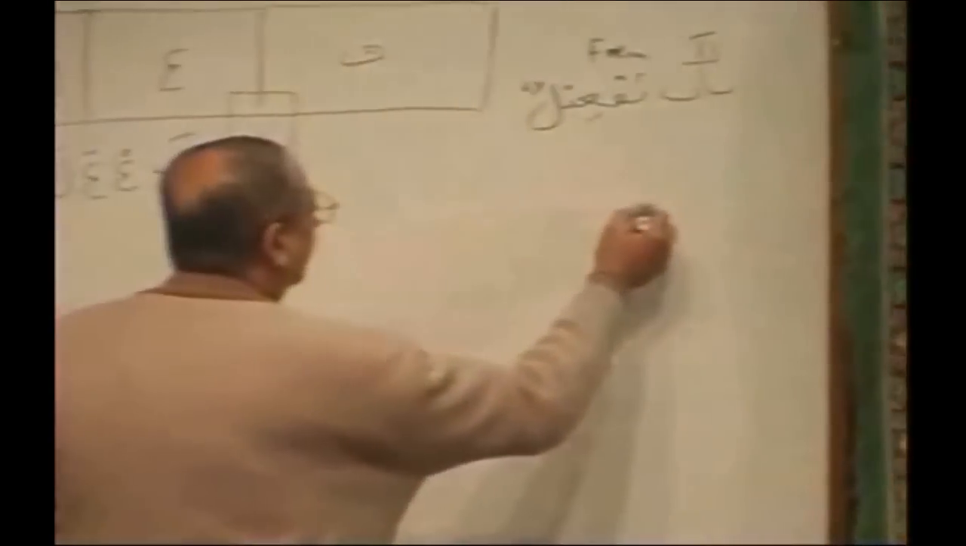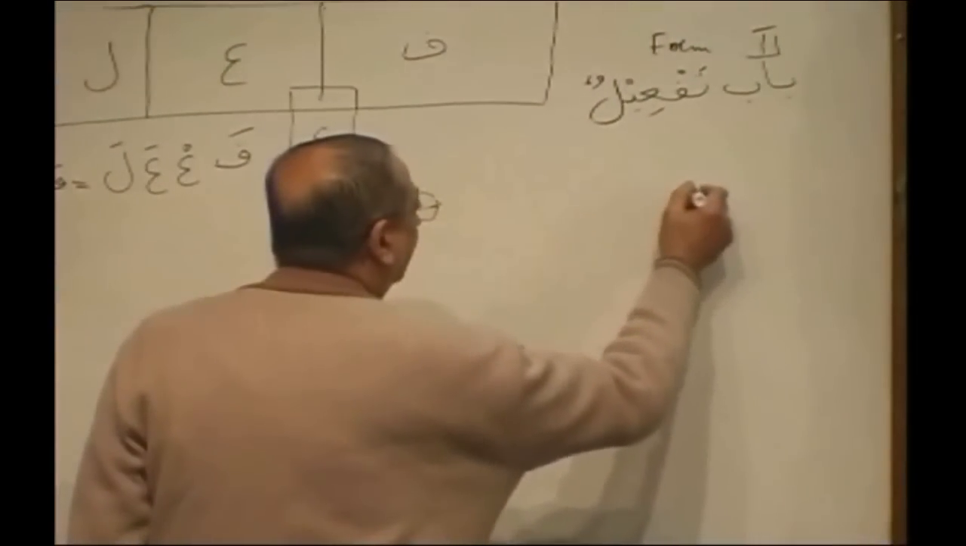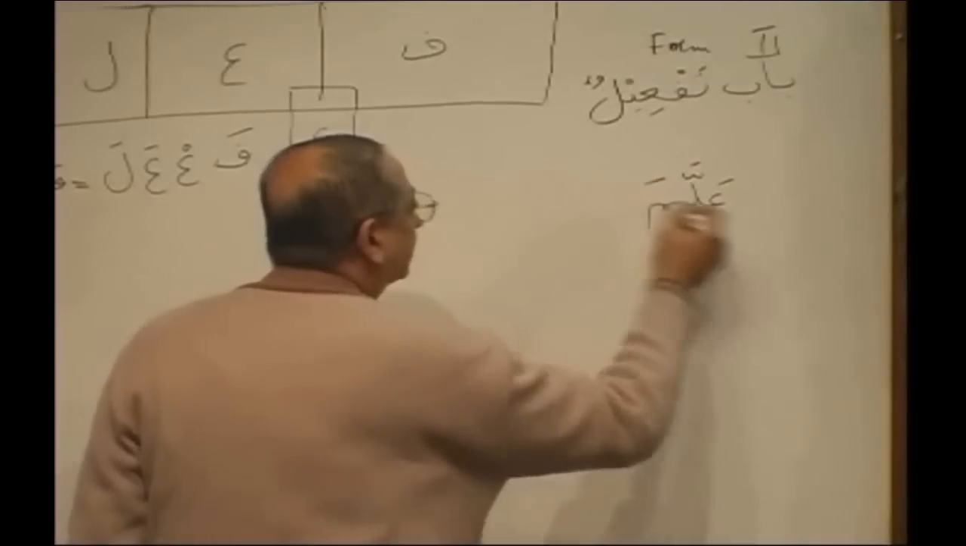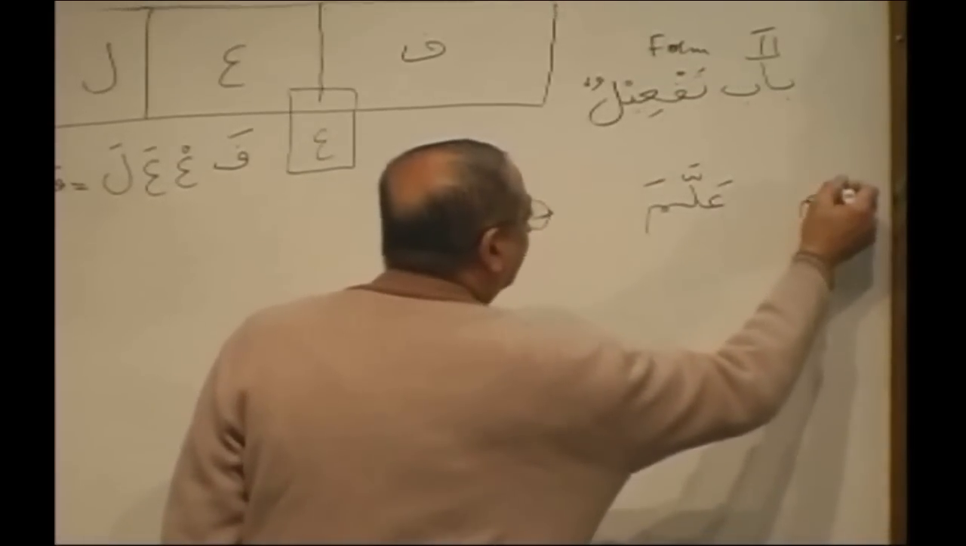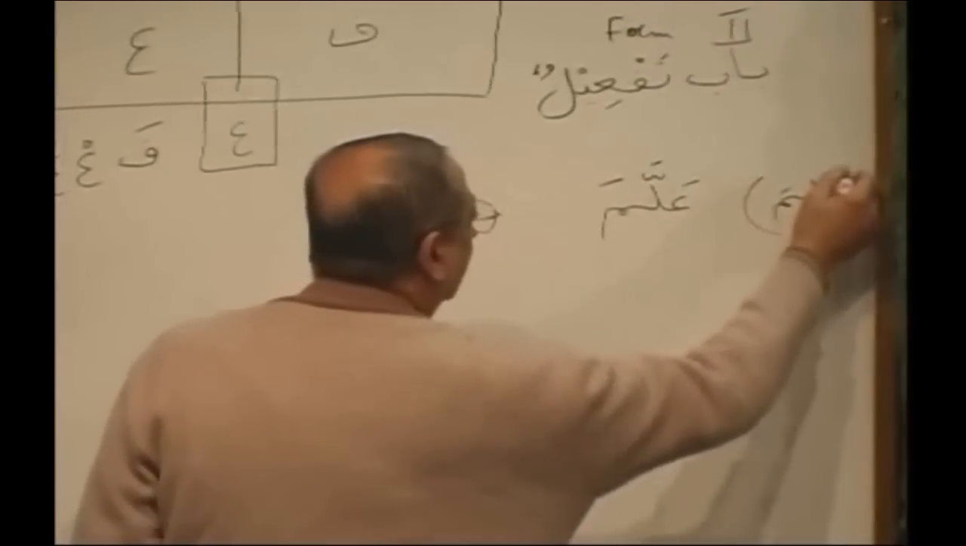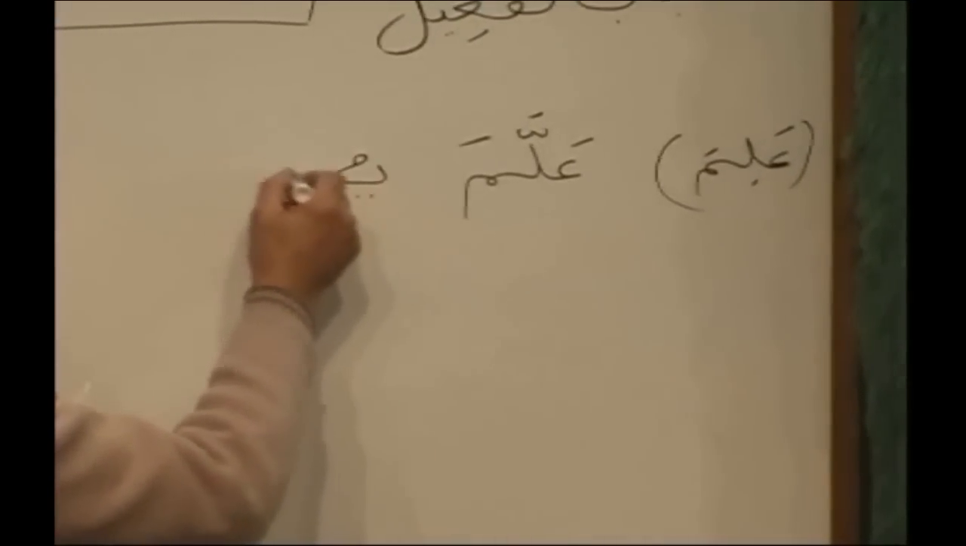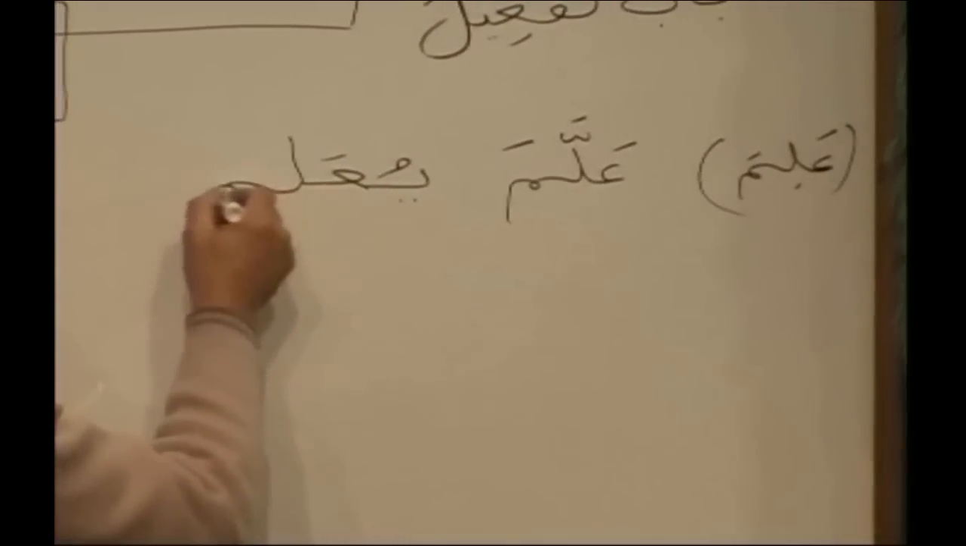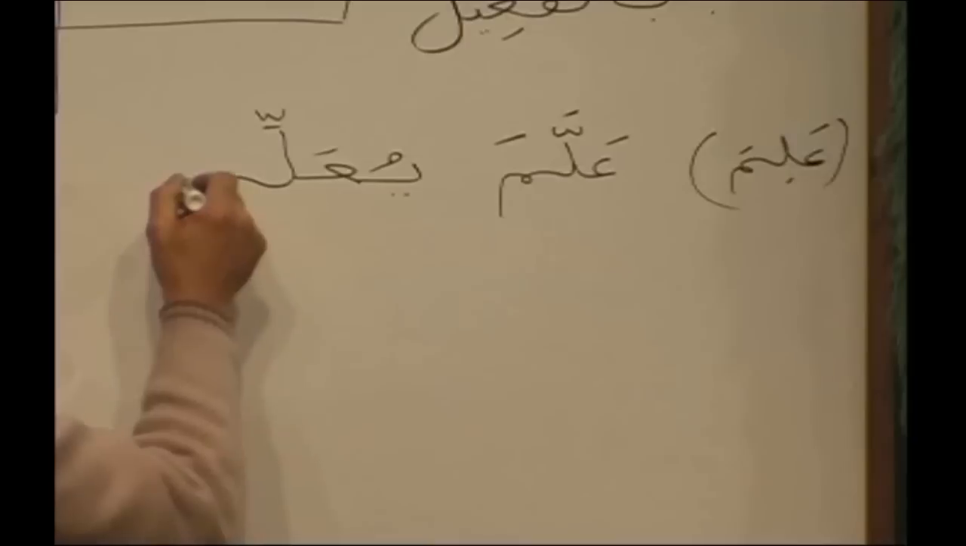Okay. I give here now a pattern, brothers and sisters. Allama. What is the root? It is coming from alima. Allama. Now we make it into mudari'. First it will be ya, and then again a, and then the ain kalima gets a kasra. Are you with me? Allama, yu'allimu. Are you with me? Alima is to know, allama is to teach.